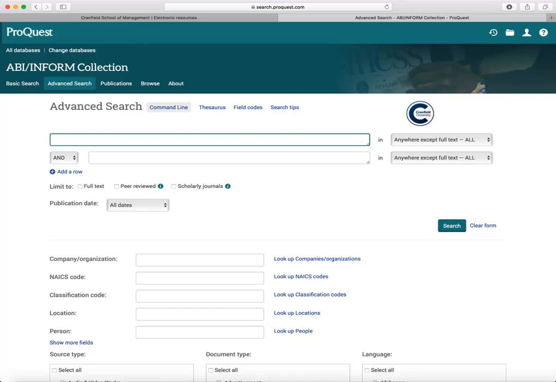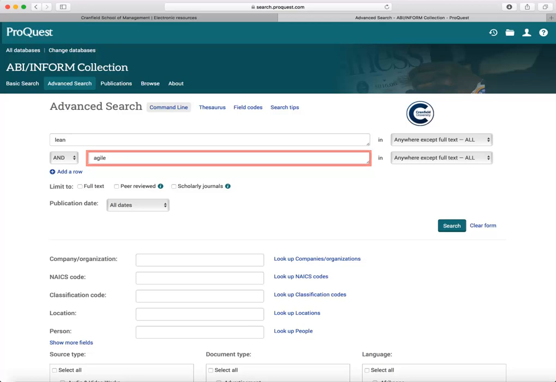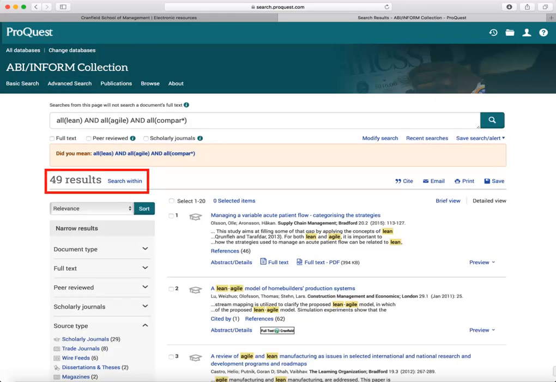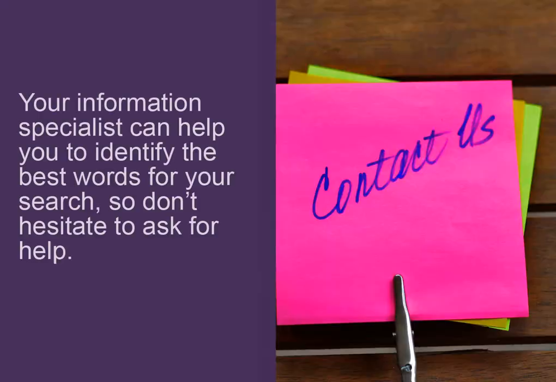Imagine that your assignment was to do a comparison of lean and agile approaches in manufacturing. It might seem obvious to ask for articles which have the idea of lean and the idea of agile. But if you add the idea of a comparison, because that's what you're looking for, your results will be reduced in a way that isn't helpful, because the database will only show you the papers that have all three concepts, and you'll miss useful papers which talk about the two different approaches, but don't include the words compare or comparison. Your information specialist can help you to identify the best words for your search, so don't hesitate to ask for help.